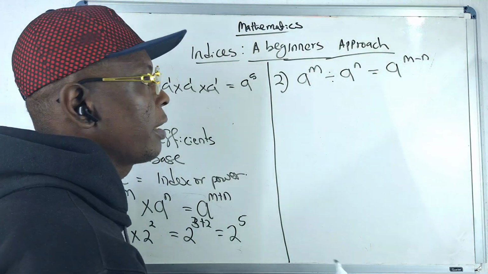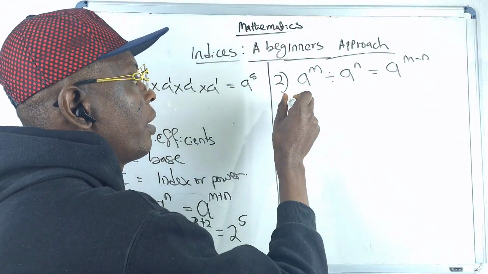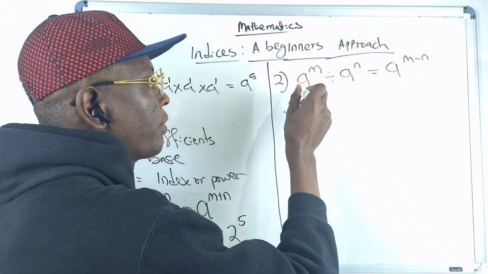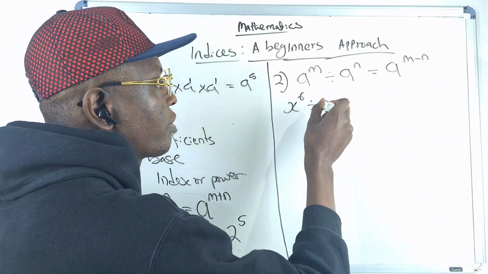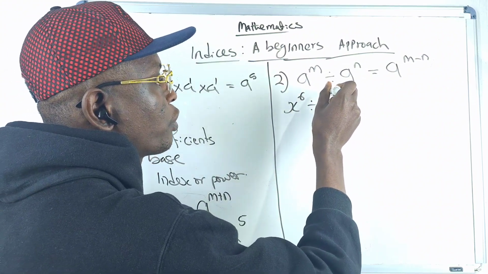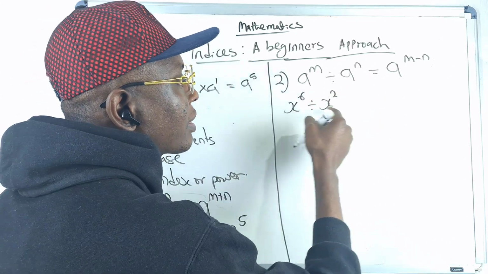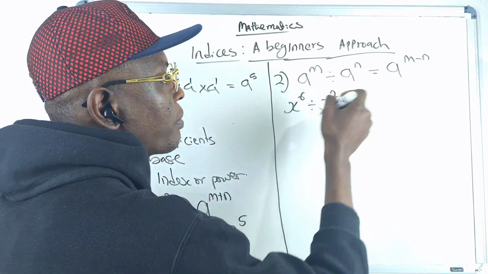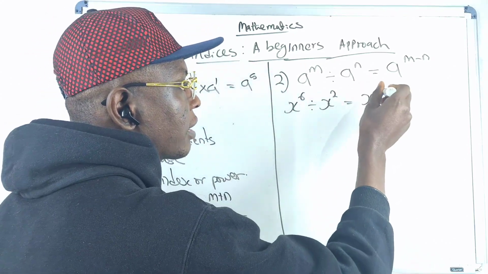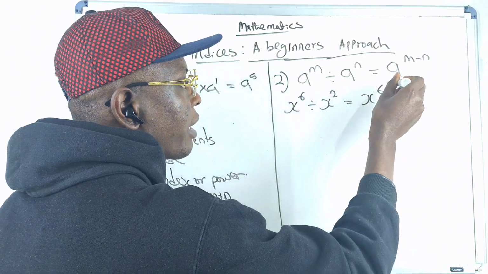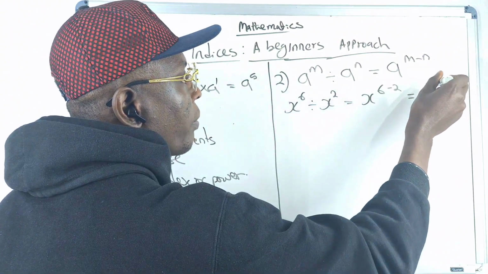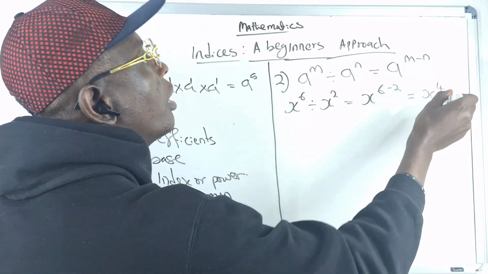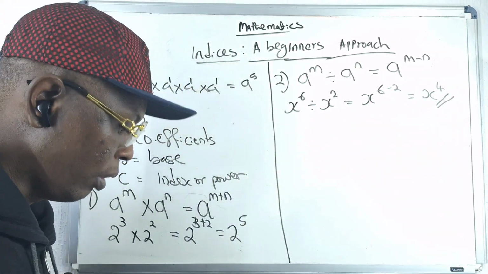Now, how do we put this in play? Let's take, for instance, x raised to power 6 divided by x raised to power 2. Since the bases are the same, x, I will now have 6 minus 2. And what is 6 minus 2? 4. So the answer is x raised to power 4. This is what the law states.